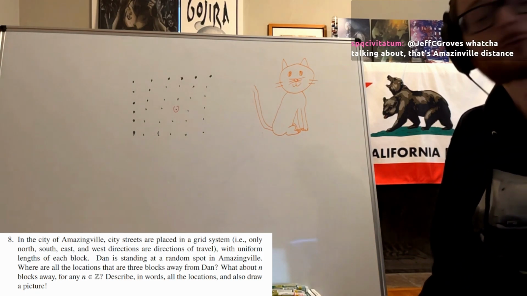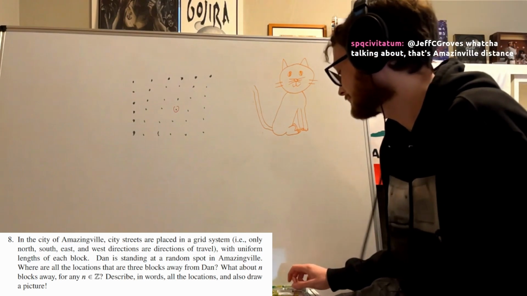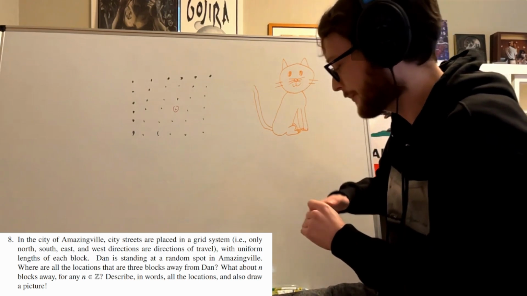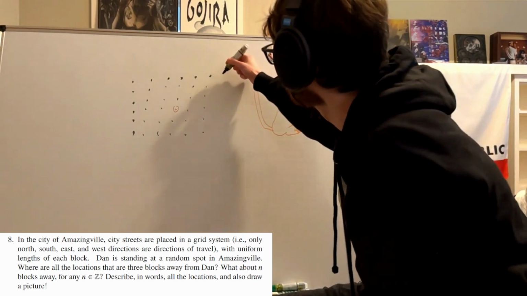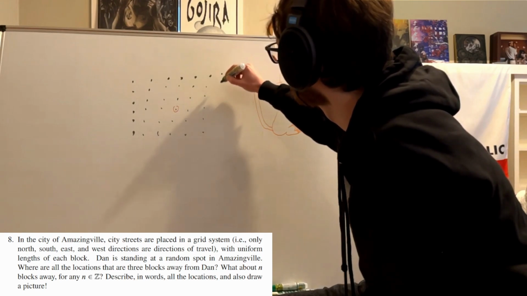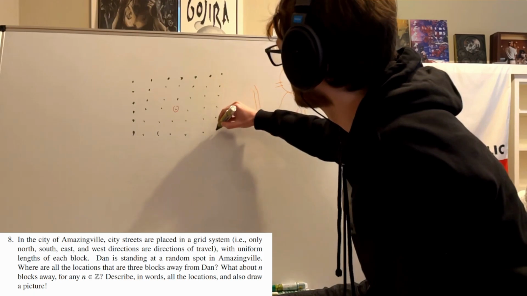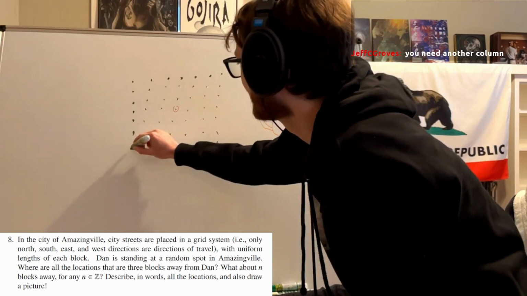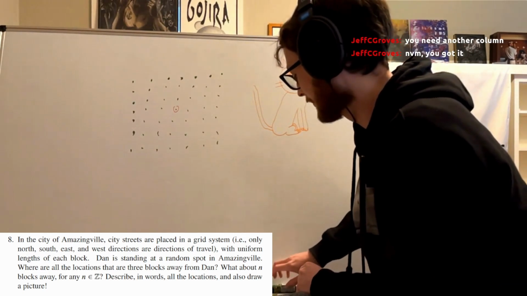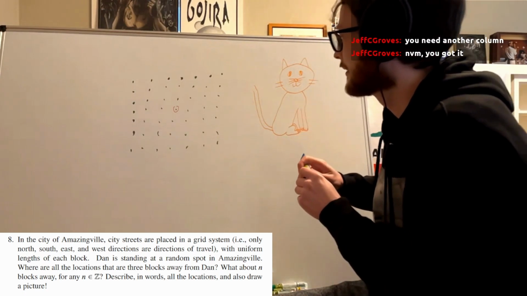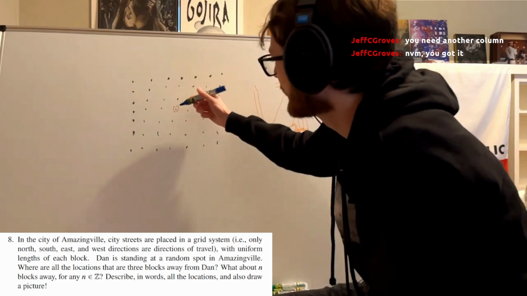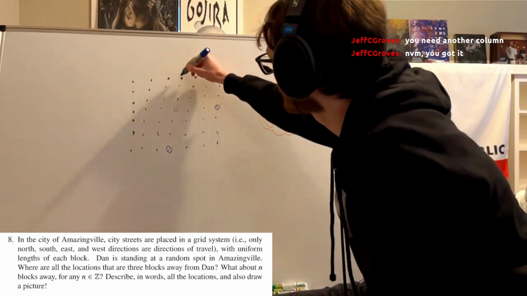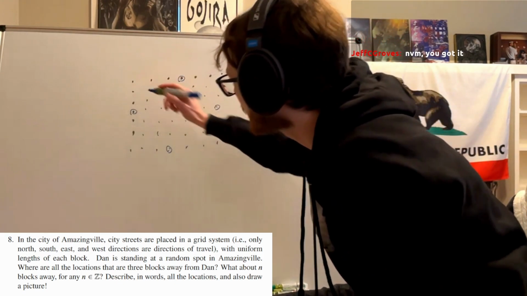So all locations that are 3 blocks away. So let's, oh man, I need to expand my grid even more. Seven by 7 should be enough though. Okay, so the easy things are up, down, left, and right. So 1 block, 2 block, 3 blocks. We can go there. 3 blocks here. If we go in a straight line, 3 blocks in any direction, we can go there.